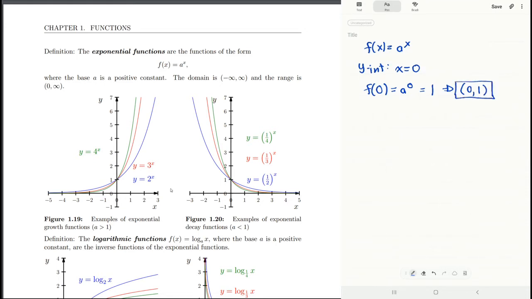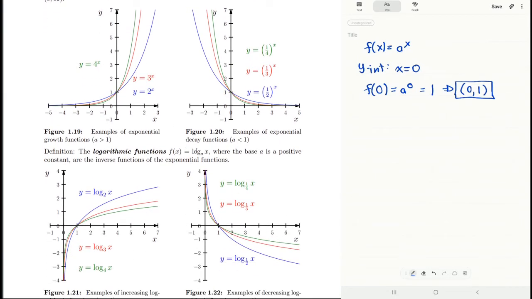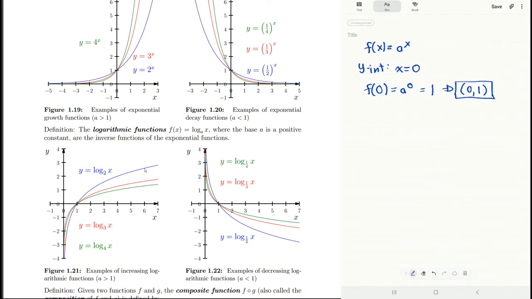So now we'll introduce logarithmic functions. These are functions that take on the form log base a of x, where the base a is a positive constant, and these functions are the inverses of the exponential functions. So there is a relationship between exponential and logarithmic functions. Over on the left, we have examples of increasing logarithmic functions. These are functions that will increase as x gets larger.